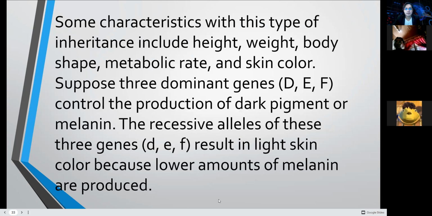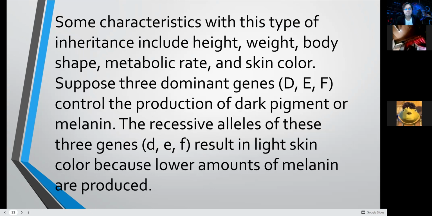Polygenic inheritance again is caused by polygenic traits that we inherit from our parents. Some characteristics with this type of inheritance include height, weight, body shape, and metabolic rate. Meaning if you're fat or if you're slim, that is your metabolic rate, because metabolism can be inherited from our ancestors, from our parents.